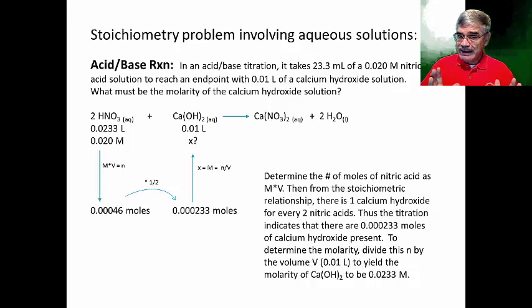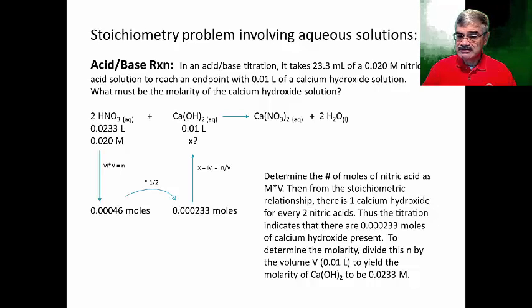Now, if I go back and ask, what was I asked for? I was asked to solve for the molarity of calcium hydroxide. Well, that's a piece of cake now, chocolate cake, because once I know the number of moles and I know the volume, 0.01 liter, I can solve for the molarity of calcium hydroxide. And when I do that, I get the molarity of calcium hydroxide to be 0.0233 molar.